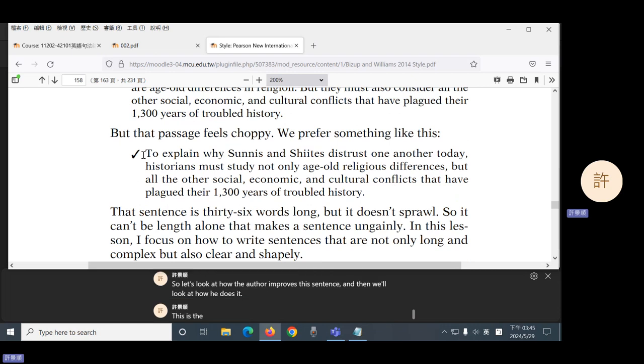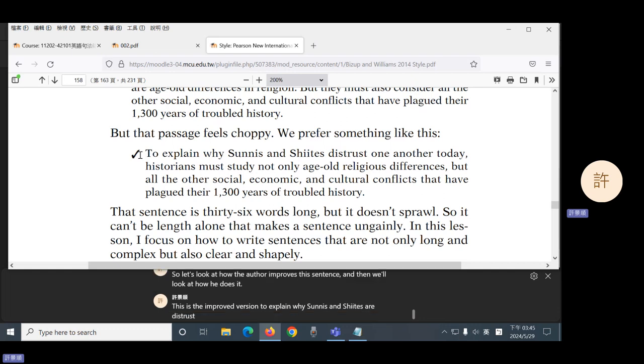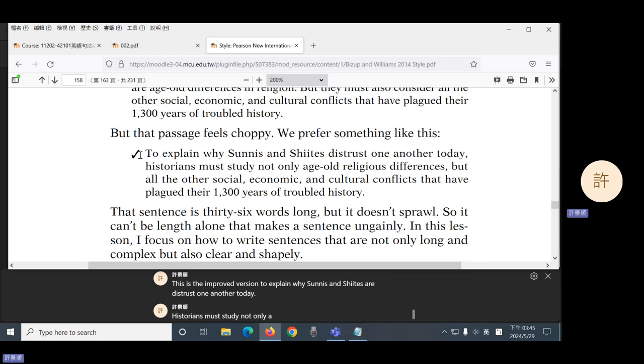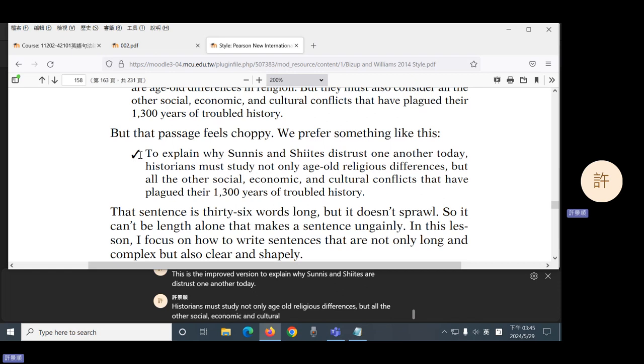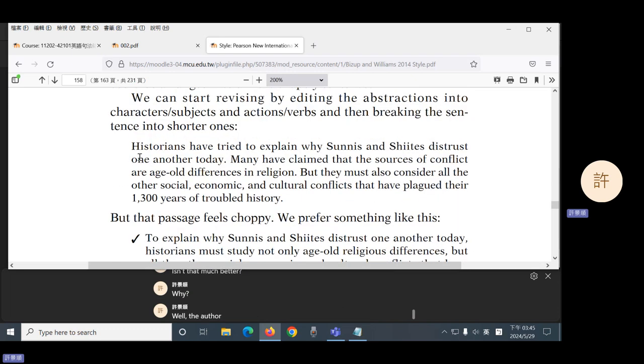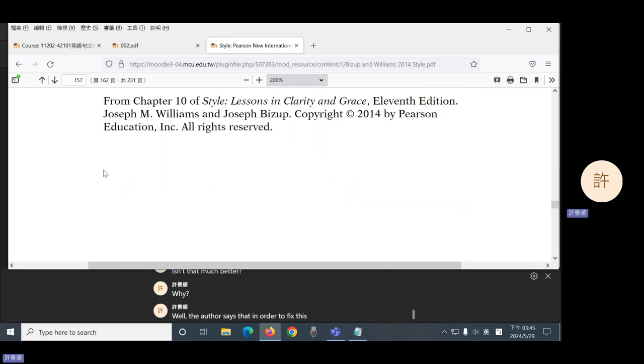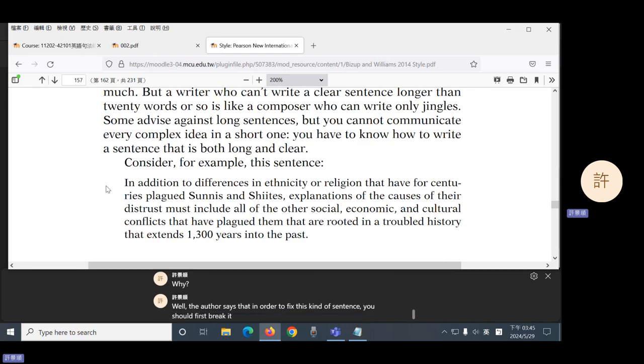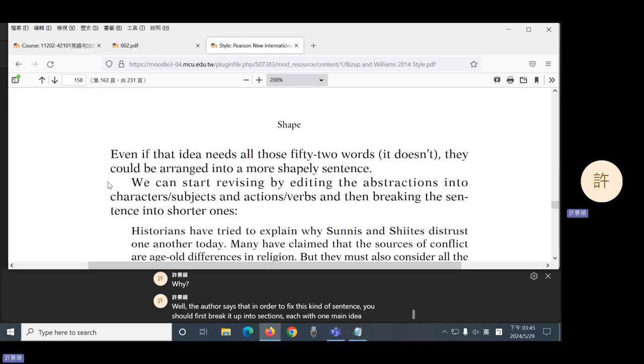This is the improved version. To explain why Sunnis and Shiites distrust one another today, historians must study not only age-old religious differences, but all the other social, economic, and cultural conflicts that have plagued their 1300 years of troubled history. Isn't that much better? Why? Well, the author says that in order to fix this kind of sentence, you should first break it up into sections, each with one main idea. So here's how he broke this up.